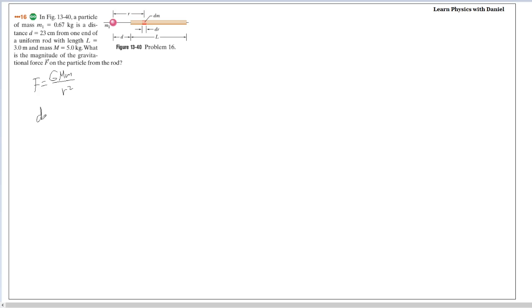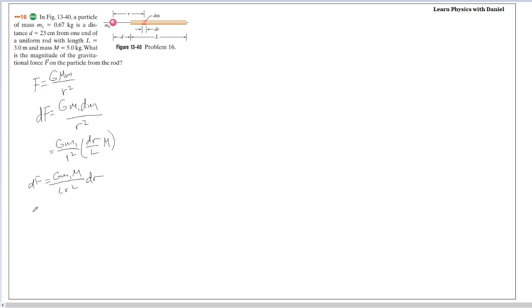It exerts a force dF, which has magnitude of G times m1 for this mass times dm over a distance r squared. Now, however, we don't know anything about dm. So what we can say is that dm can be substituted with dr over L times the total mass M. In other words, we have dF equals G m1 M over L r squared times dr.